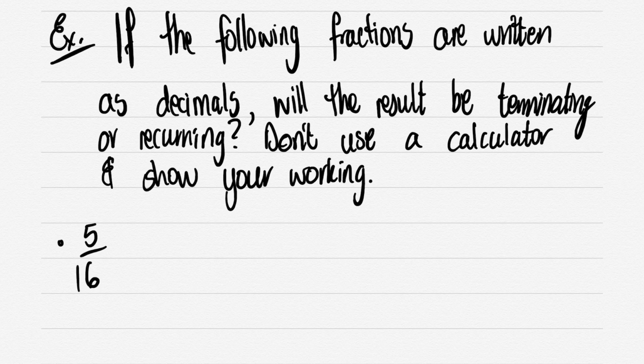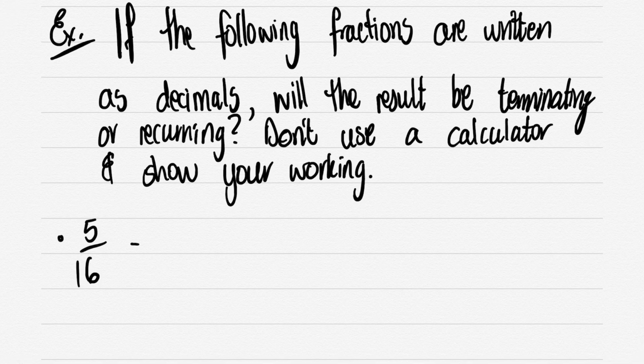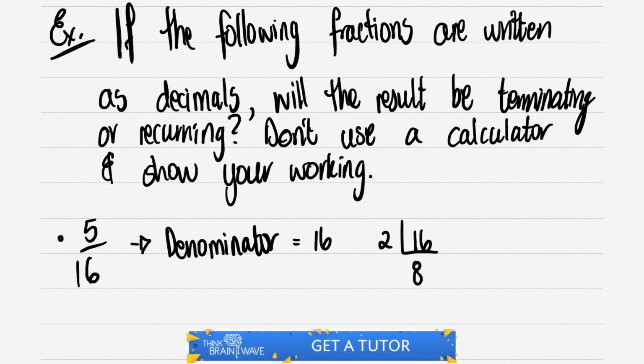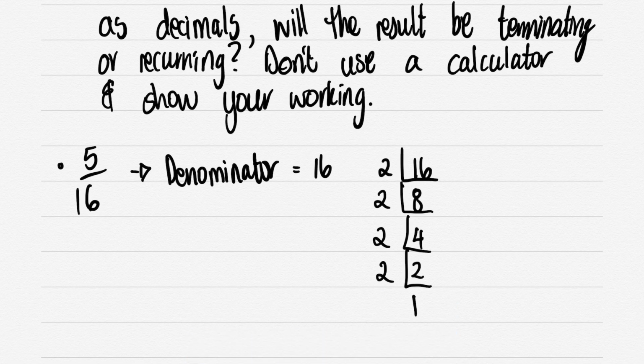Okay, so if we have the number 5 over 16, taking note that the denominator is 16, we will need to do decomposition, otherwise known as the ladder method. As follows, we'll say 16 divided by 2 gives you 8, divided by a further 2 gives you 4, divided by 2 gives you 2, and divided by 2 gives you 1. This means that 16 is equal to 2 to the power of 4.